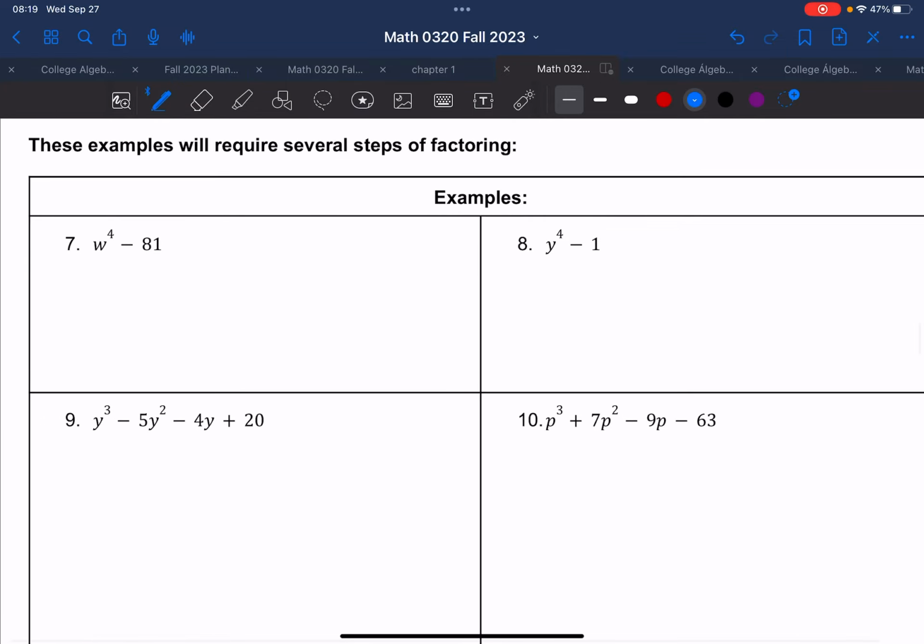Okay, now we're looking at these examples, and everything's kind of mixed up in here. We have some that have our special case that we just learned, and then we have some that use the factor by grouping that we learned last class. So let's look at number 7.